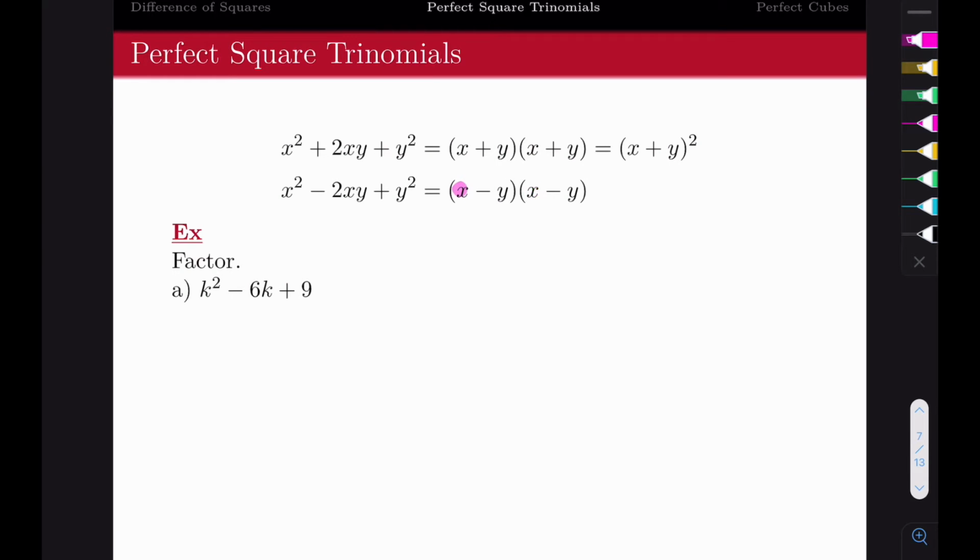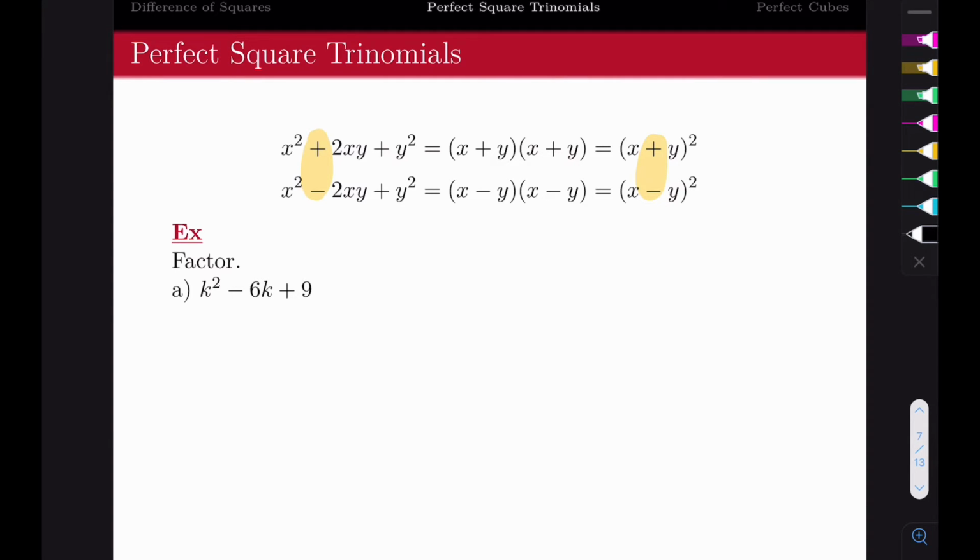So the first term still multiplies to x squared, but now negative y times negative y gives us positive y squared. If you check the outer, it's minus xy to give us that minus 2xy in the middle. Which again, this is the same thing multiplied by itself. It gives us x minus y to the second. So the main thing you're going to notice is this middle term is really going to tell us what the sign is going to be when we factor that out.